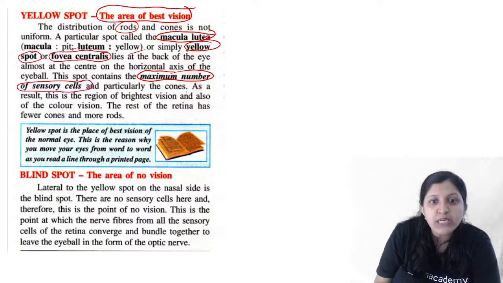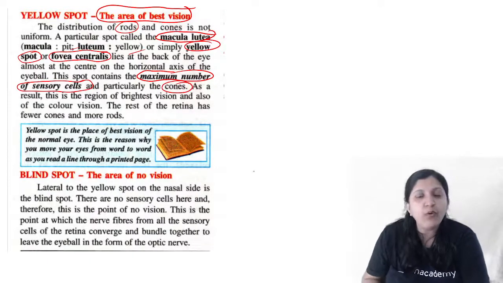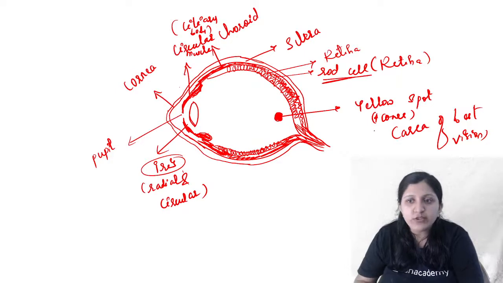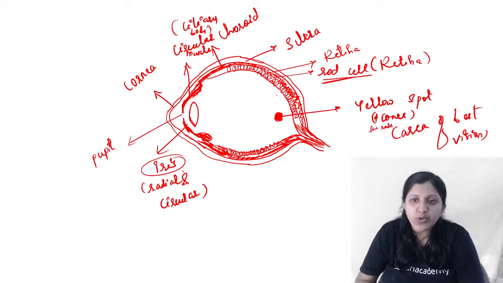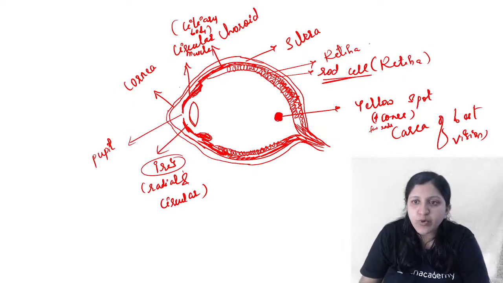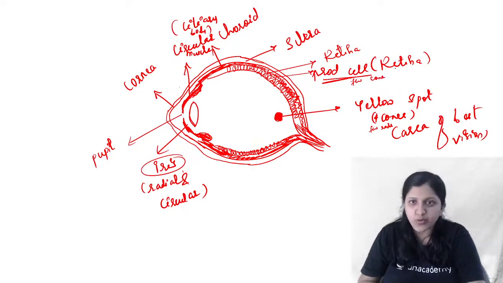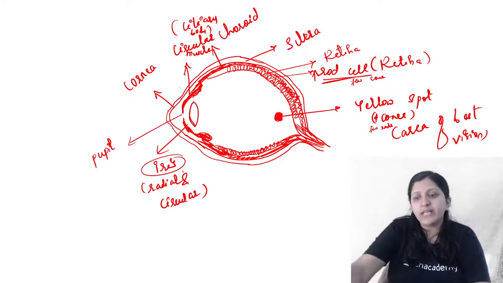Particularly the cones will be there. So the yellow spot has more cones. It's not that only cones have to be there; a few rods we can also find. In case of the retina, we can find more rod cells but very few cones. So it's not that it will be completely rods or cones only. So this one is the yellow spot.